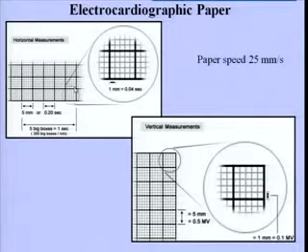Coming to the vertical measurements, each small millimeter represents 0.1 millivolts, and a big square, 5 millimeters, represents 0.5 millivolts.